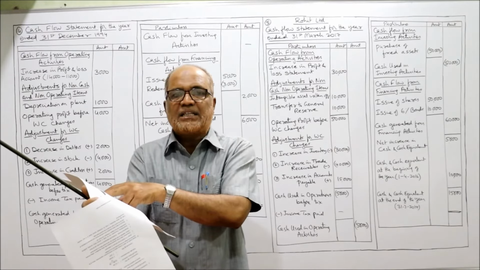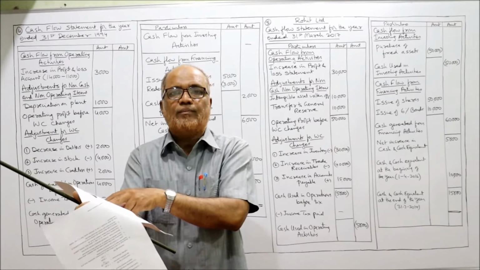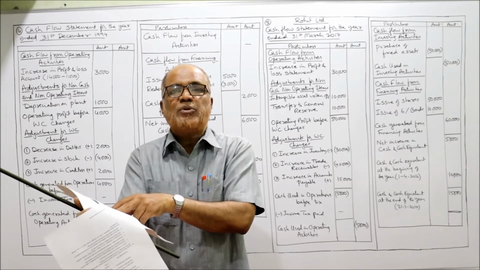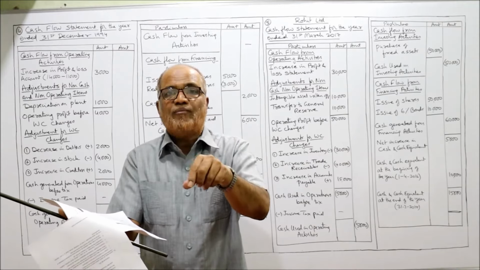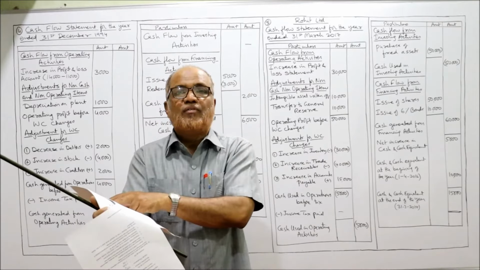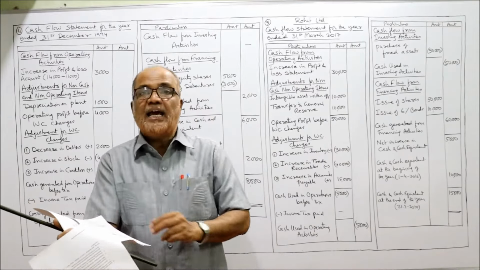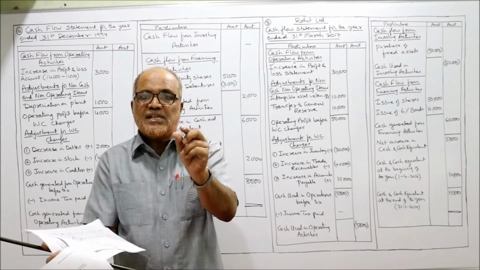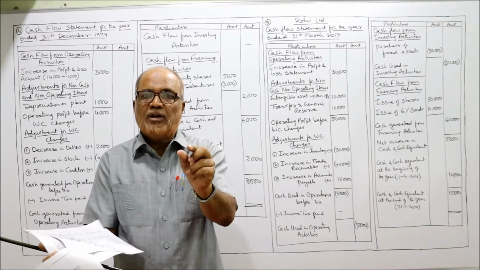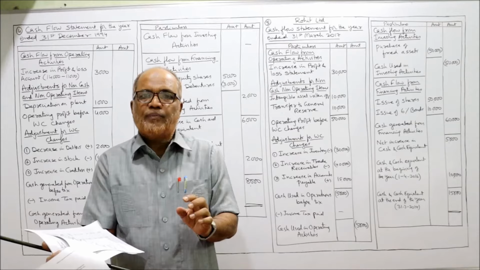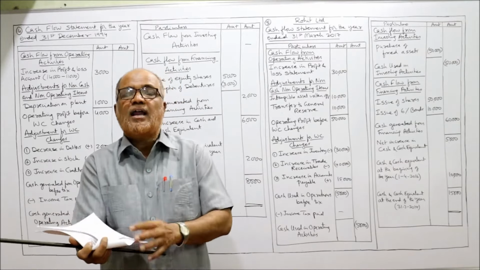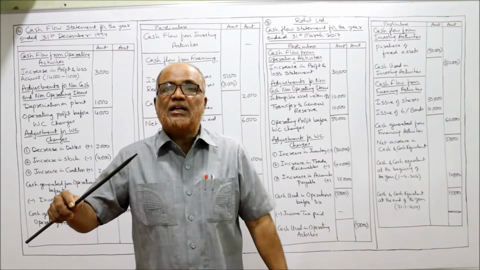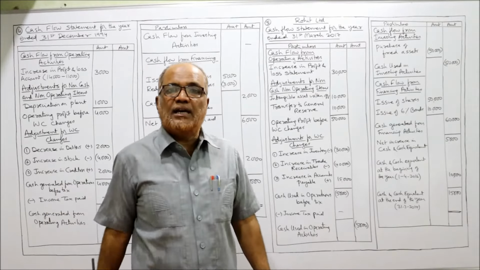General reserve last year 30,000, current year 40,000. Then surplus in statement of profit and loss. Surplus in statement of profit and loss last year was 50,000, current year is 80,000. The surplus means profit in the profit and loss statement. So 30,000 rupees surplus increase.